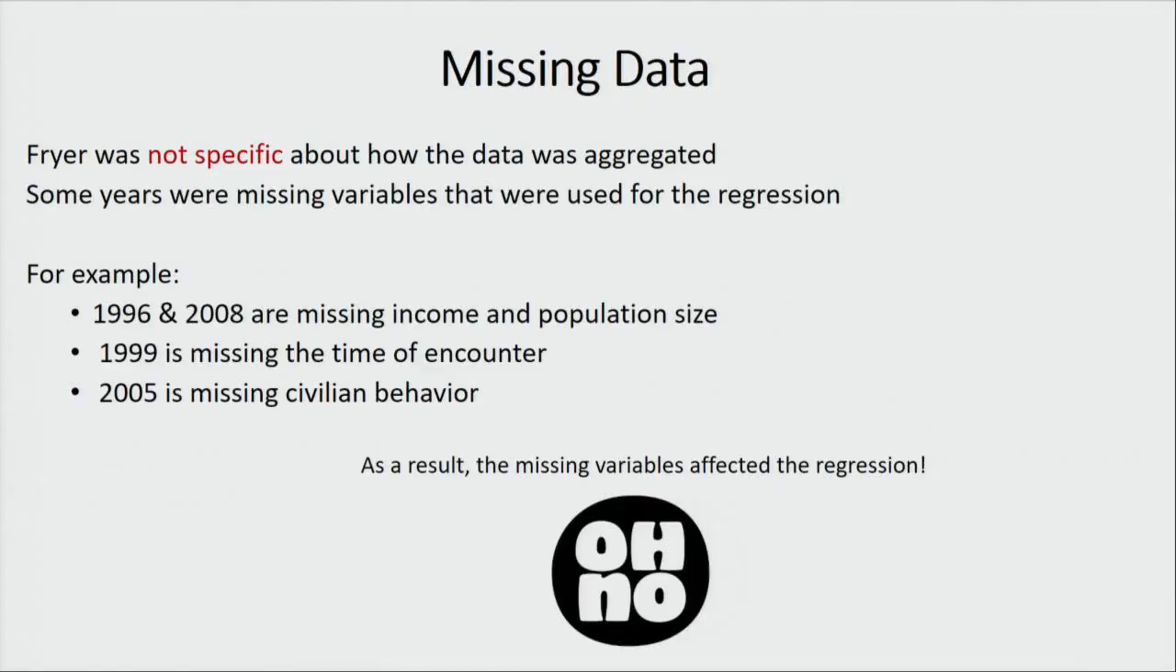And as I mentioned earlier, there was a lot of missing data. Fryer was not specific about how the data was aggregated. Some of the years were missing variables that were used for the regression and for a lot of the summary statistics. For example, 1996 and 2008 were missing income and population size. 1999 was missing the time of encounter variable. 2005 was also missing civilian behavior. As a result of this, the missing variables greatly affected the regression and our results.